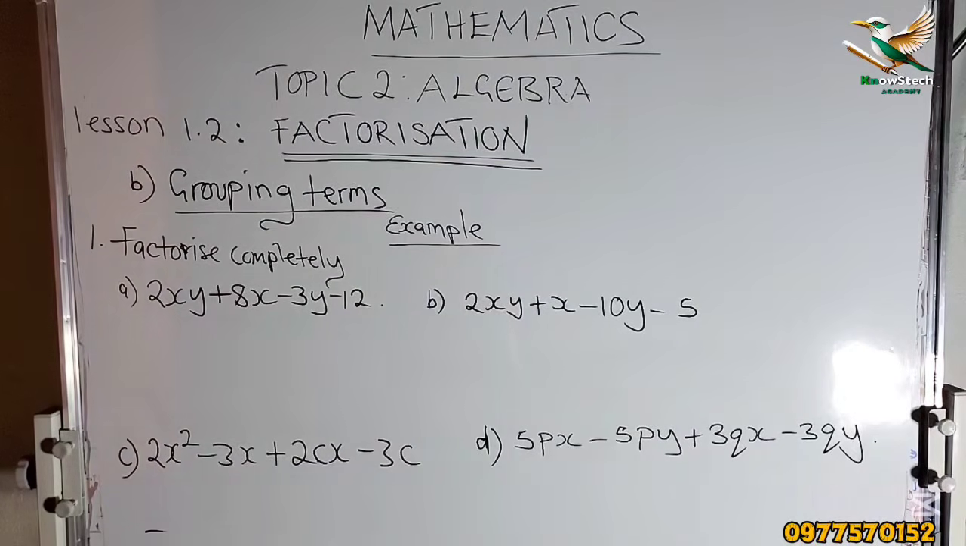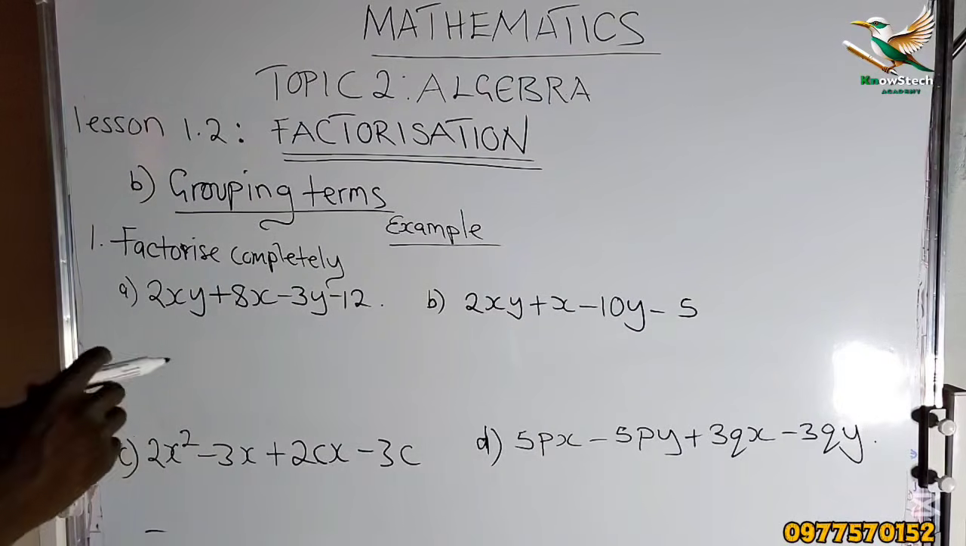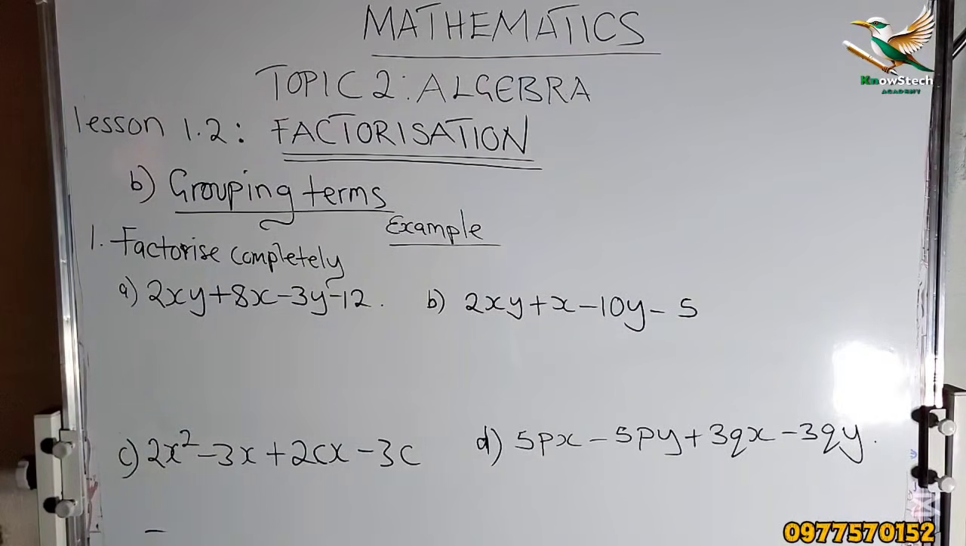Hello friends, on lesson 1.22 under factorization, lesson 1.2, then B. So we looked at A, which is common factor, then B we're going to look at grouping terms. Okay, grouping terms. So what's the difference between common factor and grouping terms?